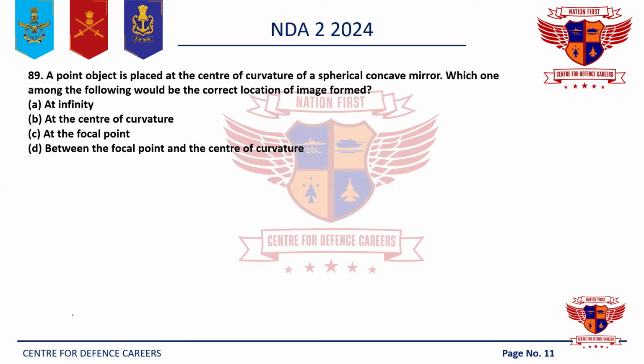A point object is placed at the center of curvature. If the object is at the center of curvature, as discussed multiple times in our classroom, it does not matter whether it is a mirror system or a lens system. If the object is at the center of curvature, then the image will always form at the center of curvature and it will be the same size. So here option B will be the correct answer. Moving on to the next question.